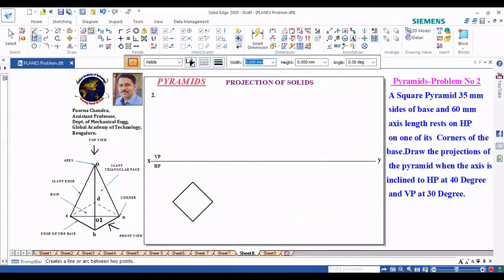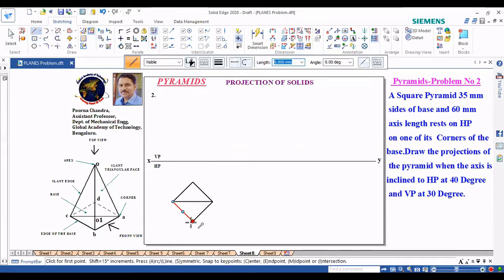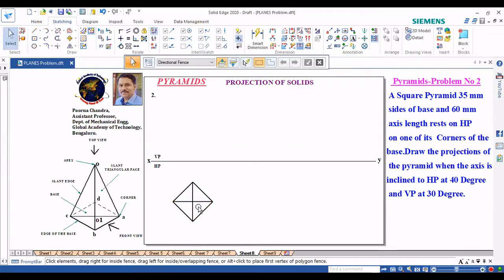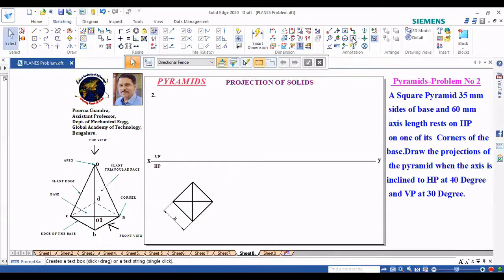Next, one more thing you need to analyze when you watch from the top: all these slant edges will be visible from the top. So I need to join these with visible lines. In a prism we need to join with projection lines, but in a pyramid, you are supposed to join these with visible lines. If you watch from the top, you are able to see these slant triangular faces 1, 2, 3, 4. These are triangular faces which are visible from the top, and we have the base, right? We need to name this. Before that I will do the dimensioning, 35.